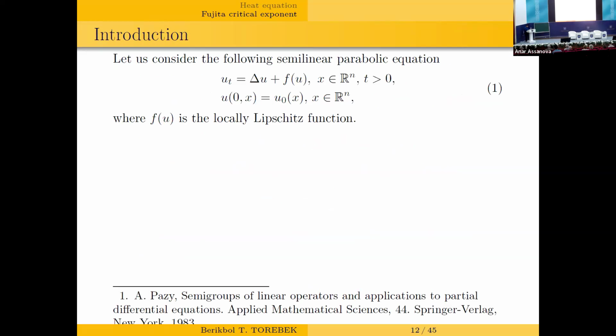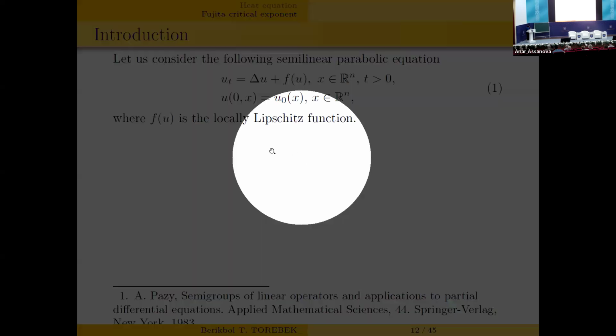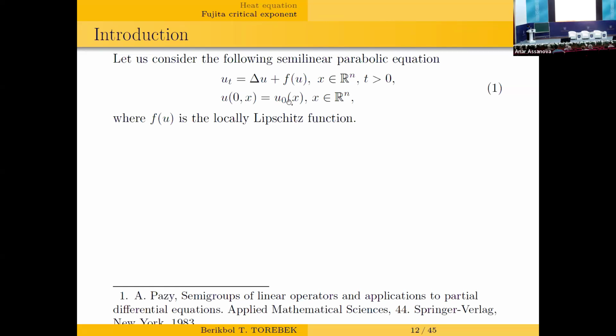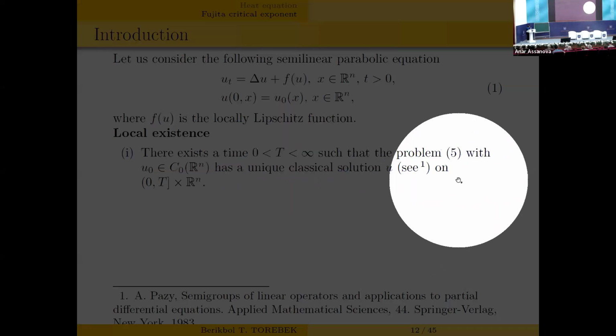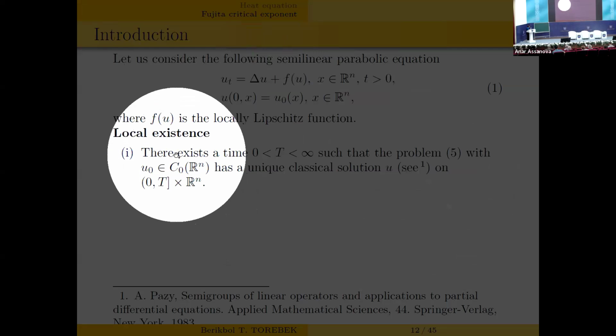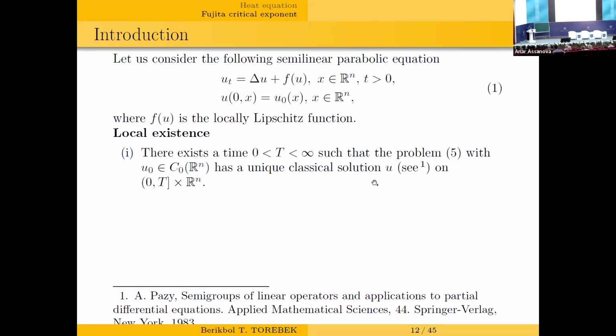Okay, now let us show some results for the semilinear heat equation. Let us consider this kind of semilinear heat equation given by formula 1. Here, f of u is a locally Lipschitz function. And we consider it on the whole Euclidean space with initial data u0. Then the following result about local existence is known. There exists some small time capital T such that the problem with this kind of initial data has a unique classical local solution on the time interval 0 to capital T.